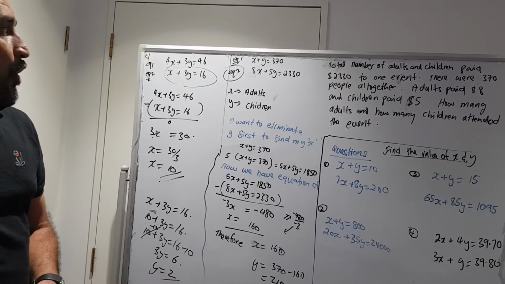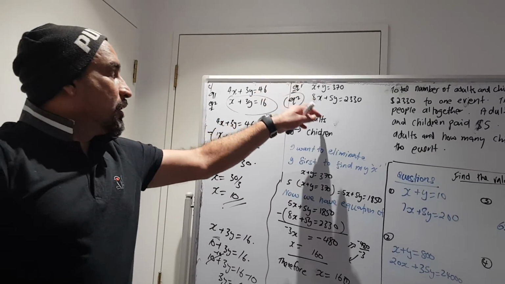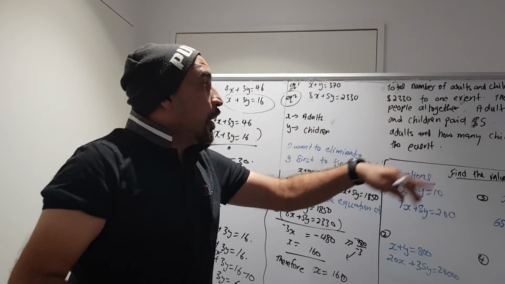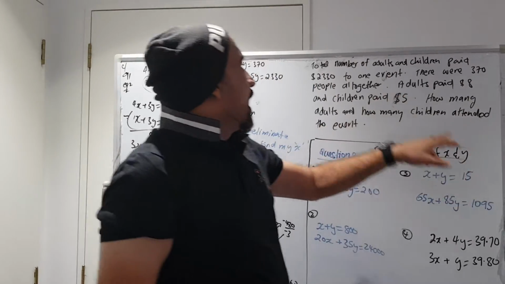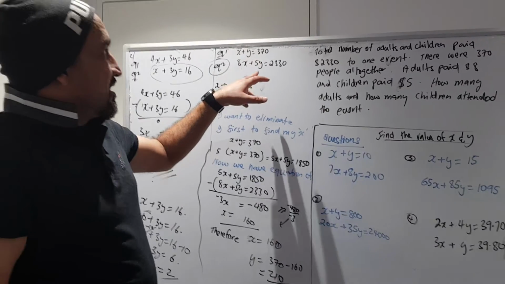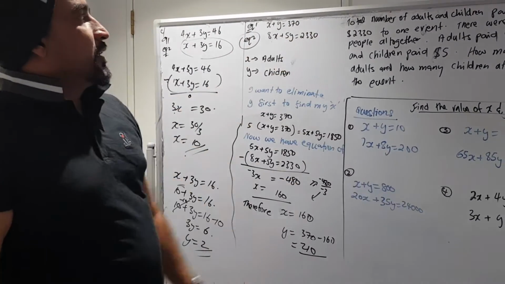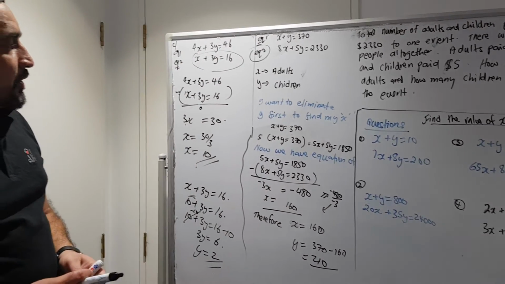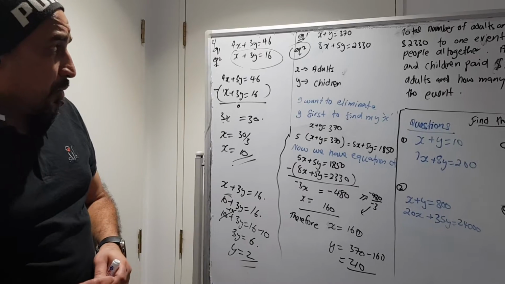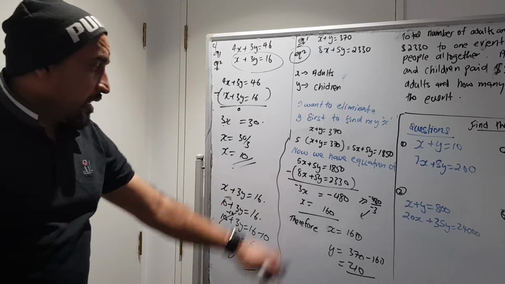So this is how you form two equations. Total number, adults and children, was 370. Total they paid, that means $8 times how many adults, $5 times whatever number was for the children, and the total they got was 2330. So these are the two equations, right? Now you want to find how many adults and how many children went there. That means you want to find the value for x and the value for y.